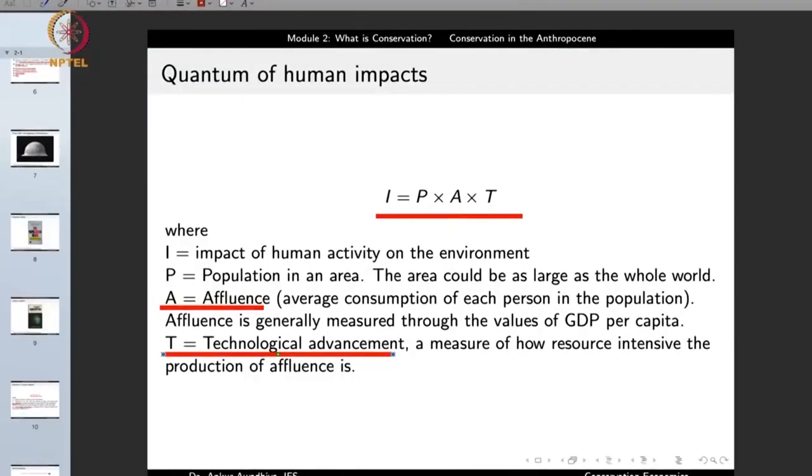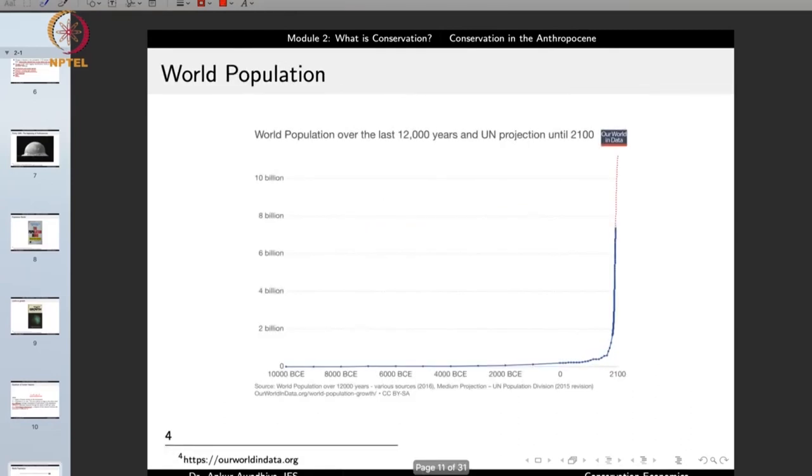But in most of the cases, what we have seen so far is that with more and more technology, we are also increasing the impact because of the need for more and more materials, and because of an enhanced efficiency of the processing of these resources. So I is equal to P into A into T. Now let us observe how P, A and T have been changing through time.